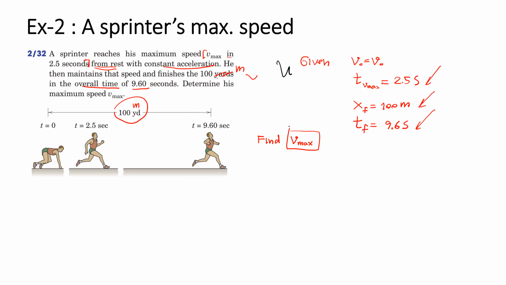Let's make the problem easier to understand by sketching something. We have the sprinter, and we have the relationship between the velocity and the time.